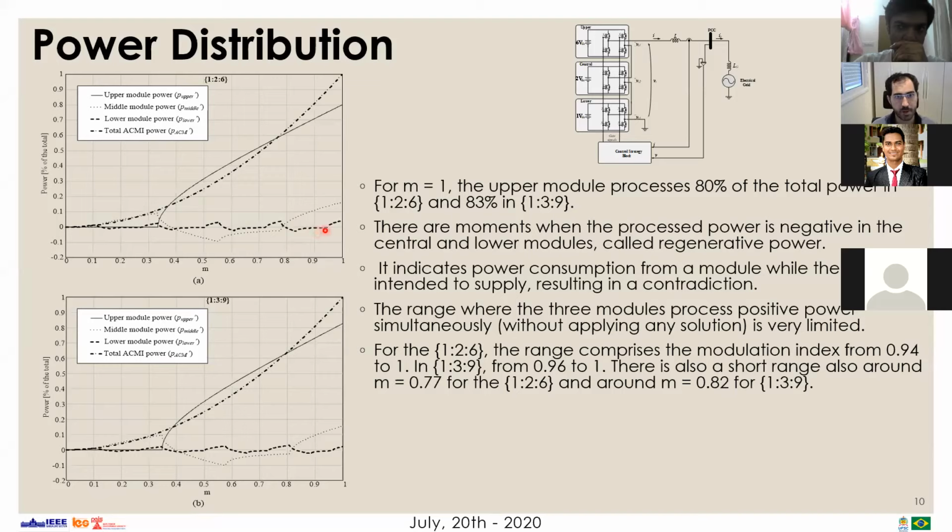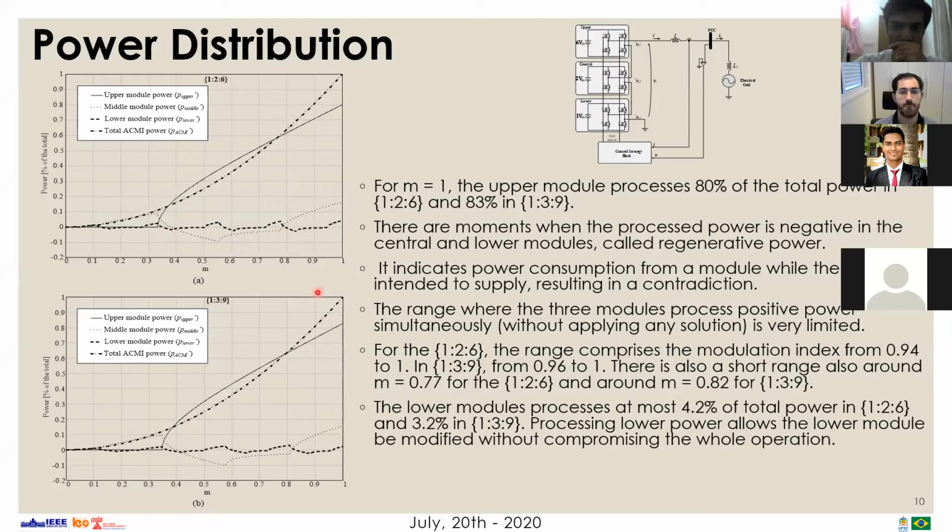The operation region for this multilevel inverter is quite limited. You need to assure that your modulation index is within the range of 0.94 to 1. Then in this case, you have what we expect, positive power for the three modules. When you set a reference, this will process such a power, this will process such a power, and this one, all of them are positive.